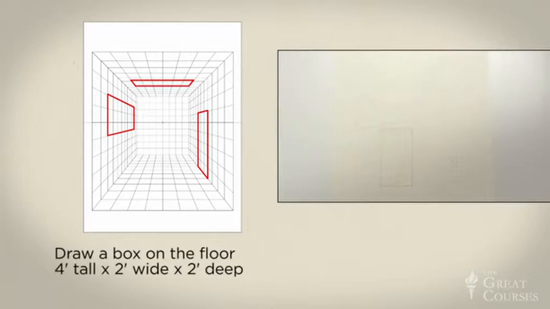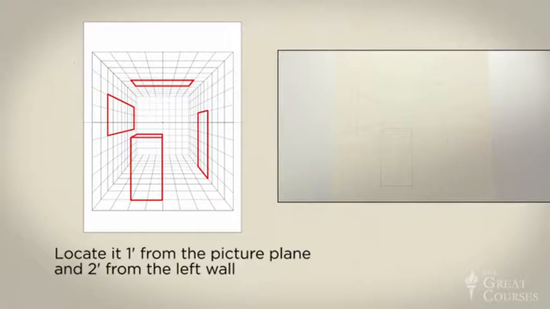Last, we'll draw a box on the floor. The box is 4 feet tall and 2 feet in both other dimensions. We'll locate it at a depth of 1 foot from the picture plane and 2 feet from the left wall. Now this is a little trickier, so let me take you through it step by step. We'll need to draw a series of construction lines to understand the box's placement.